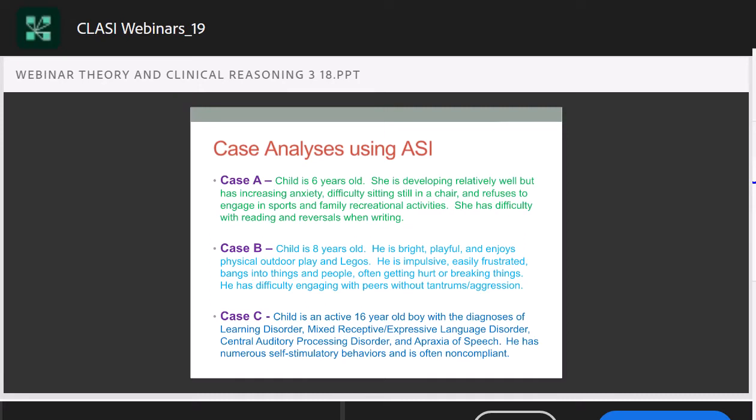Case C is an active 16-year-old boy with the diagnosis of learning disorder, mixed receptive expressive language disorder, central auditory processing disorder, and apraxia of speech. He has numerous self-stimulatory behaviors and is often non-compliant.